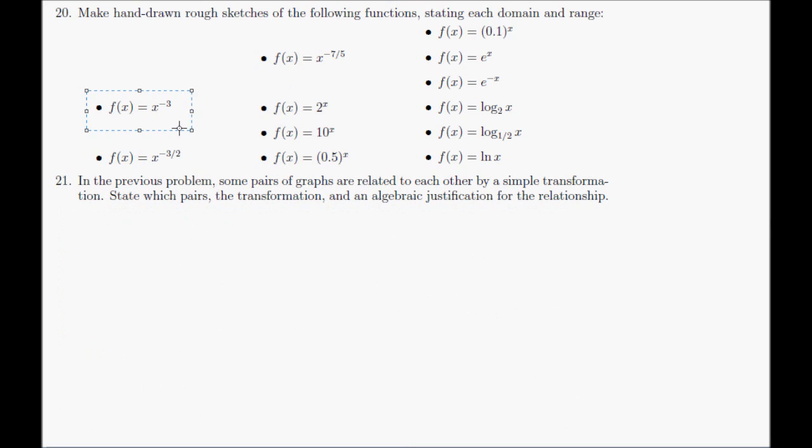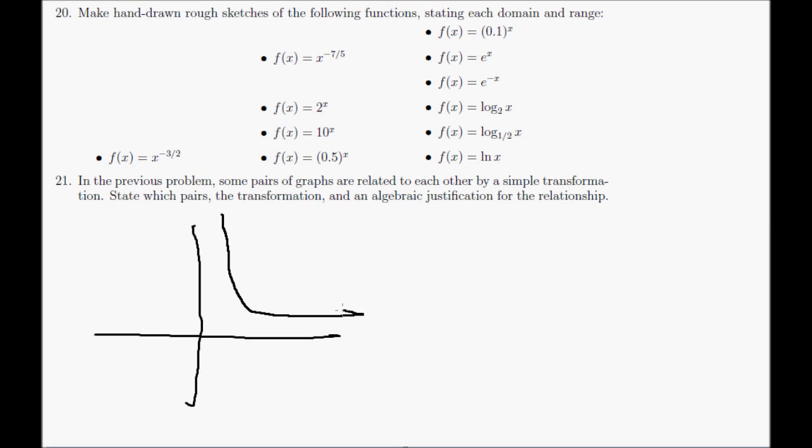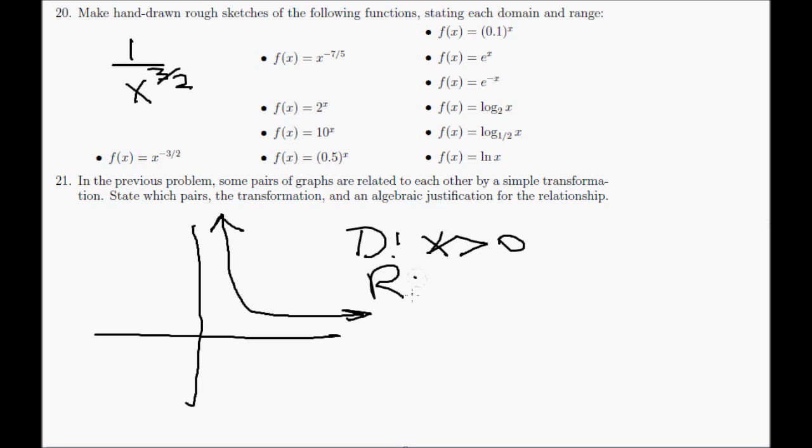Okay, x to the minus 3 halves. This is only going to be defined if x is positive, because I have an even number in the denominator of the exponent. So x to the minus 3 halves will go something like this. That's 1 over x to the 3 halves, and I can't have a negative number to the 3 halves power. So the domain for this will be x is greater than 0, and the range will be that y is greater than 0.